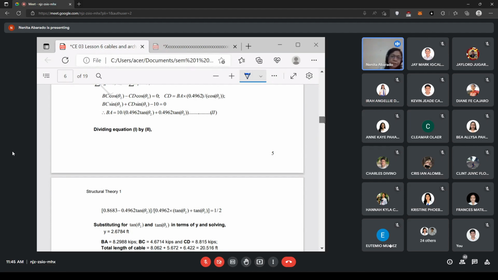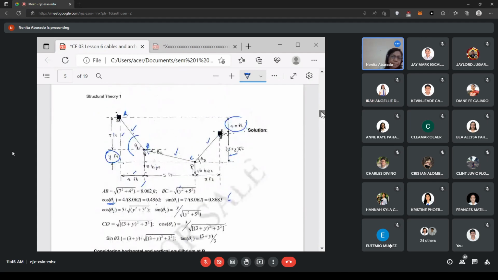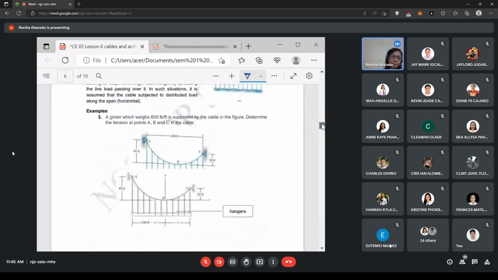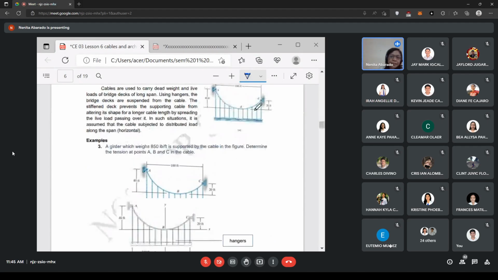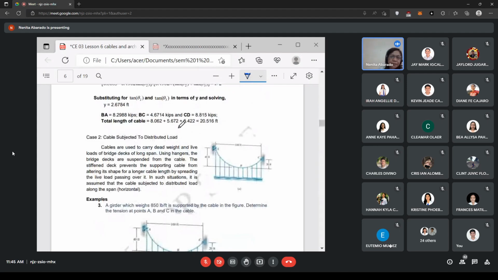So let us go to another case. The case here is the cable that is subjected to distributed load. So a while ago, we have only the concentrated load. So this time, if our cable is subjected to distributed load, we have to determine, again, the tension. That's the only thing we are looking for, tensions, okay?